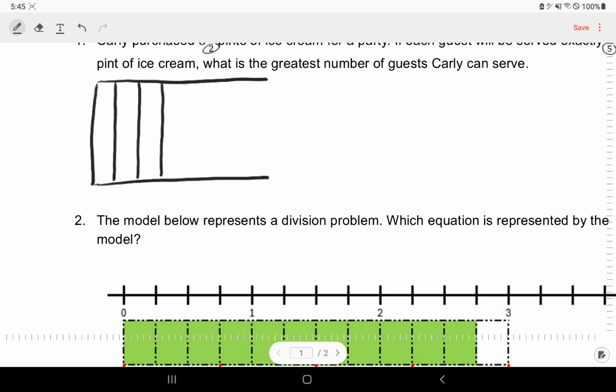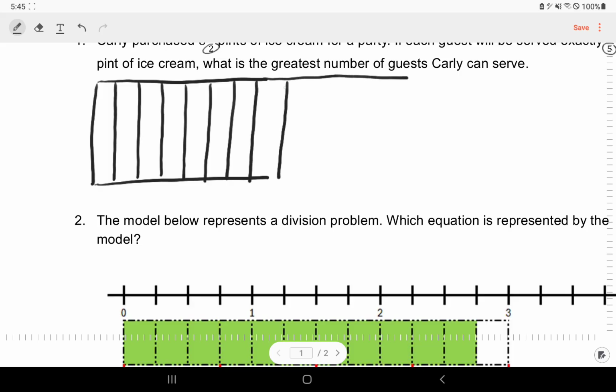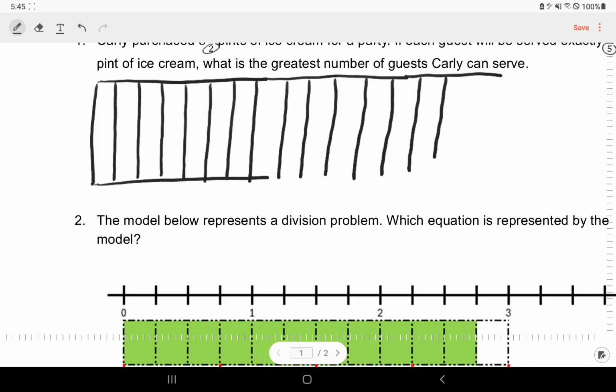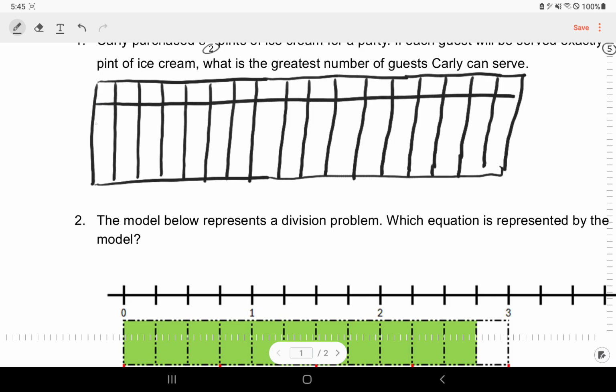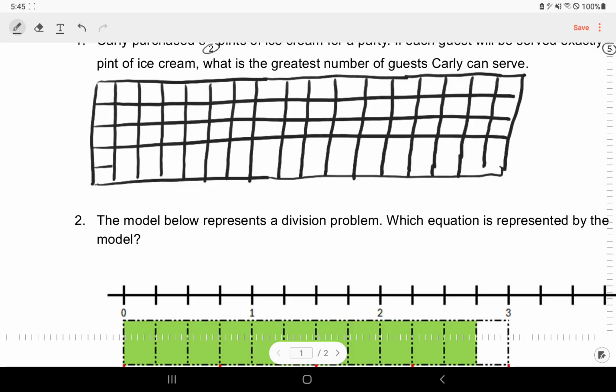2, 3, 4, 5, 6, 7, 8, 9, 10, 11, 12, 13, 14, 15, 16, 17, and then 5 this way. 2, 3, and there we go. And so now I've got my 85 boxes.